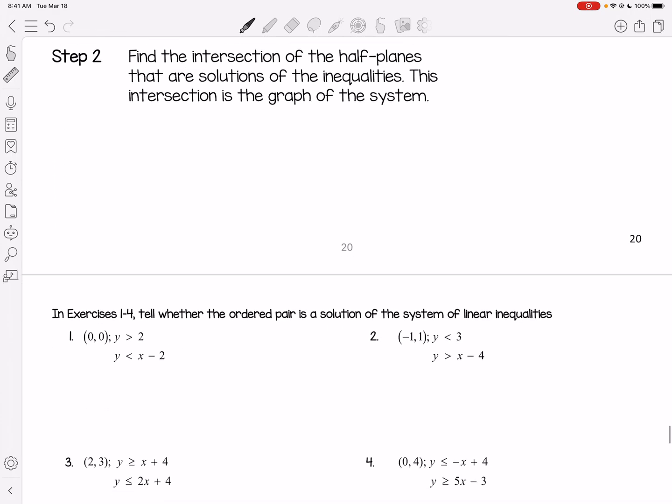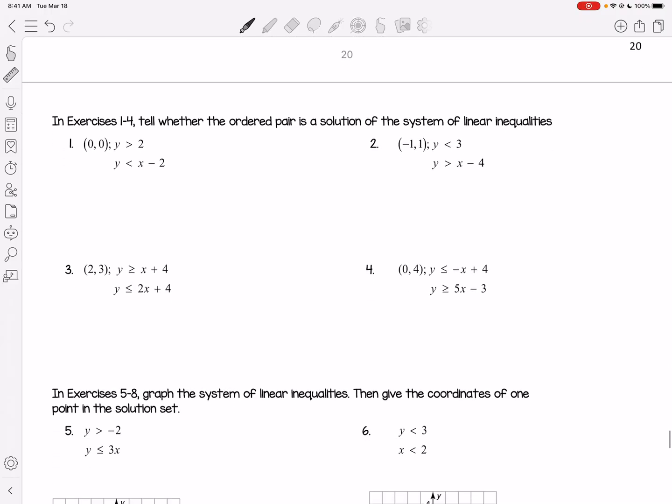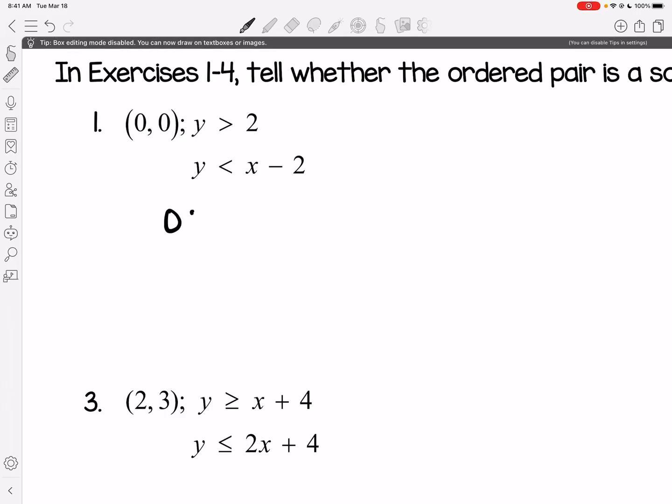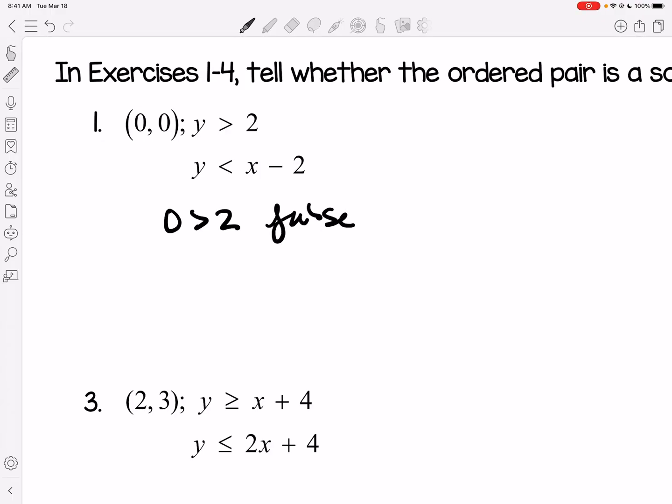Okay, so let's go ahead and go to the next page and try this. So if we look at number 1 through 4, I guess I should say, we want to tell whether the ordered pair is a solution of the system of inequalities or it's not a solution. So if I'm looking at this first one, I've been given the point 0, 0, so I'm going to plug it in. So for this first one, I just get 0 is greater than 2, which that's false. So that means that it's not a solution.